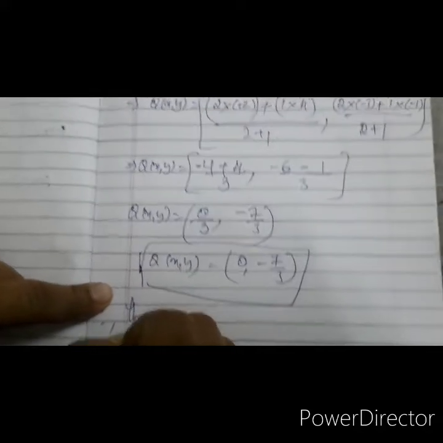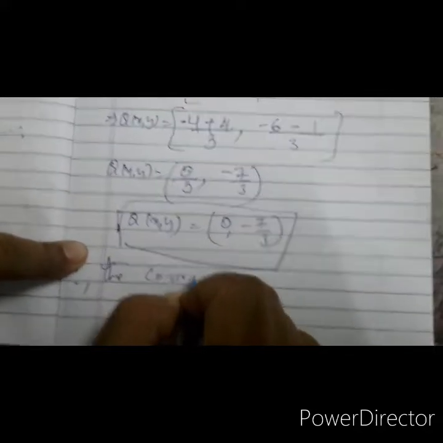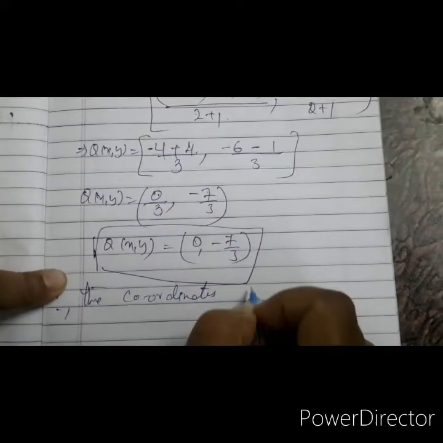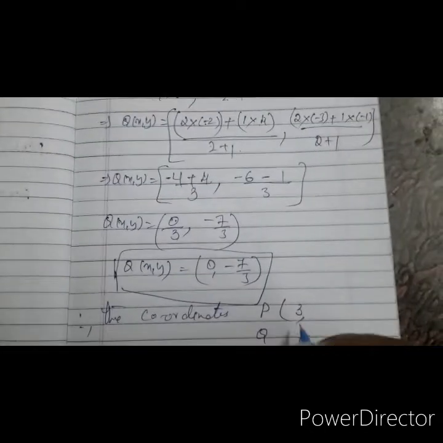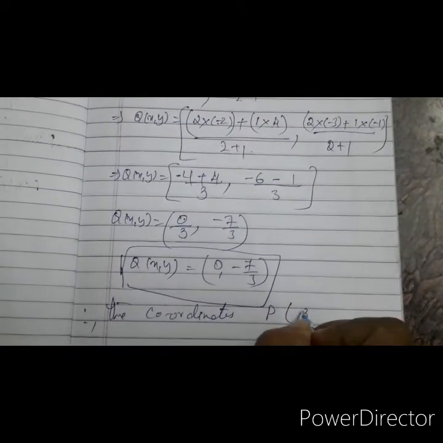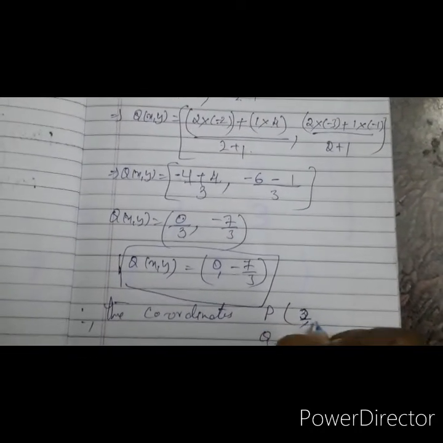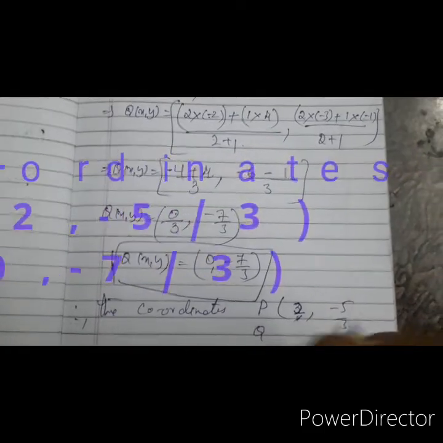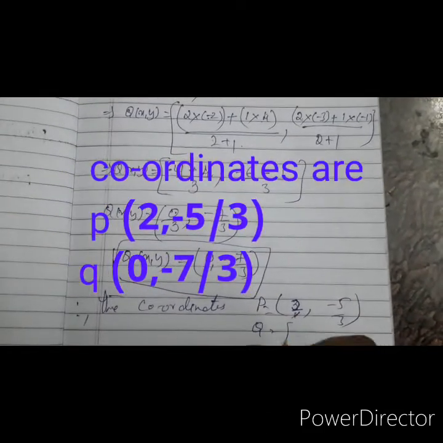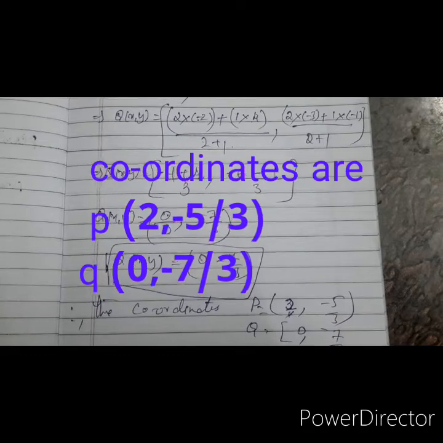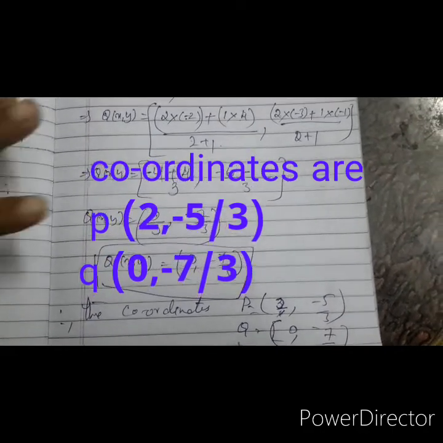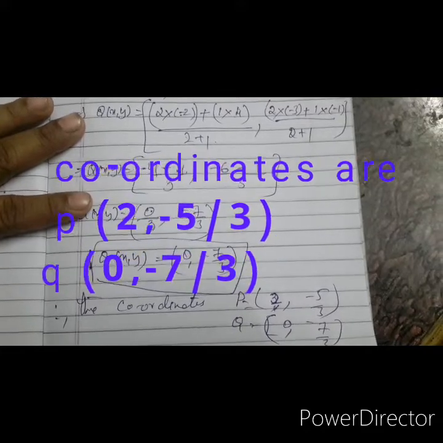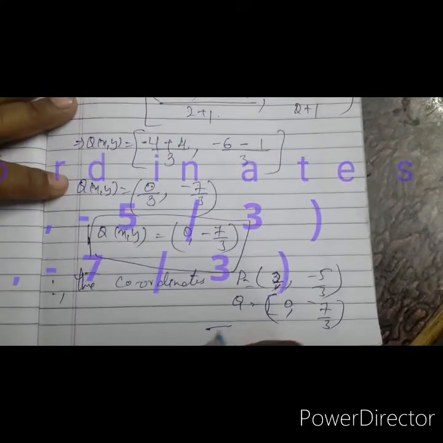So therefore the coordinates of P and Q. What is P? (2, -5/3), and what is Q? (0, -7/3). These are the coordinates. Solving the problem with the help of trisection. Very important, student. Okay. Any doubt, ask me.